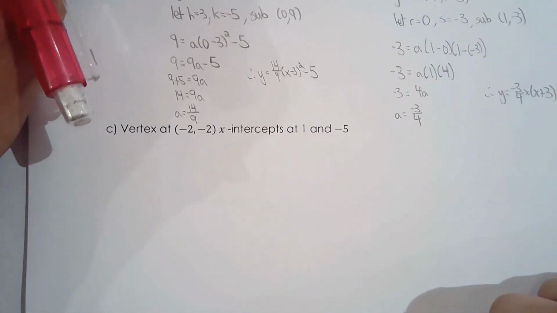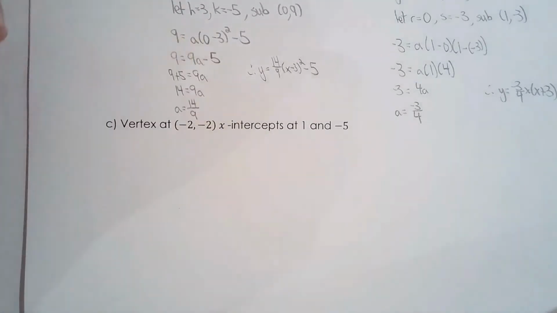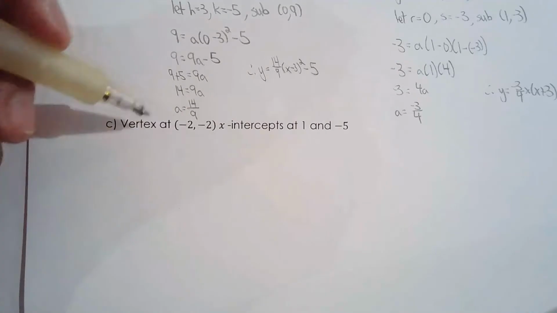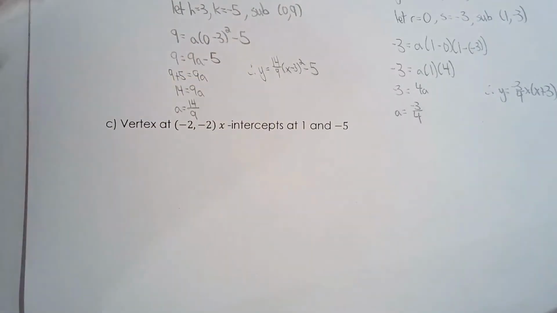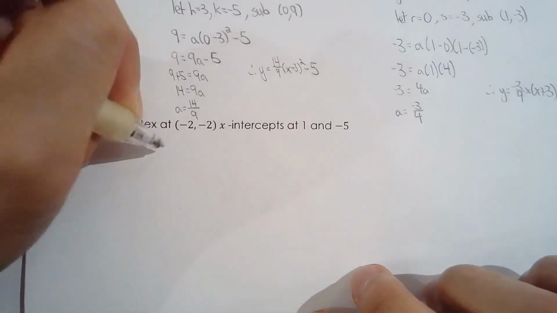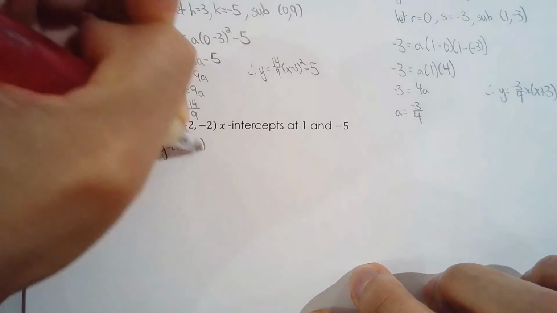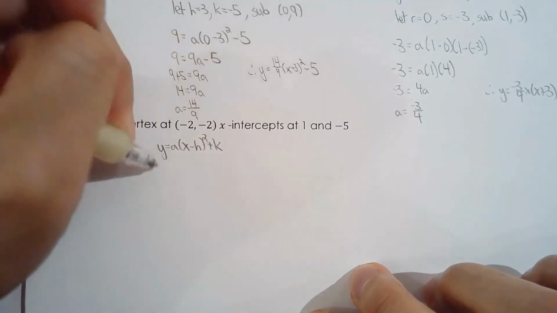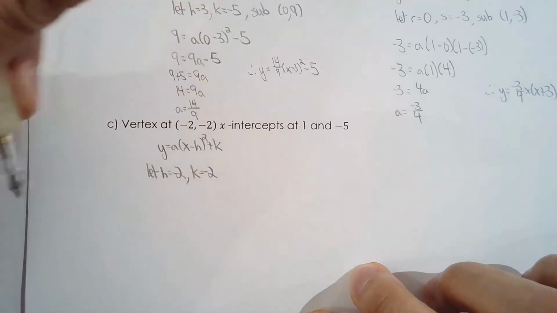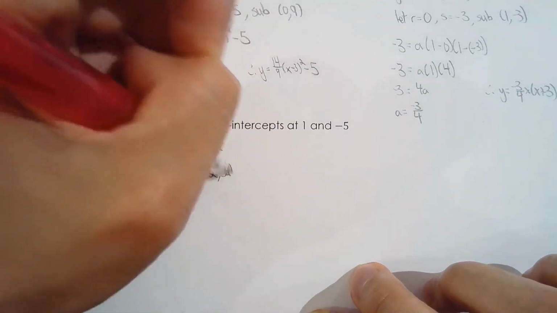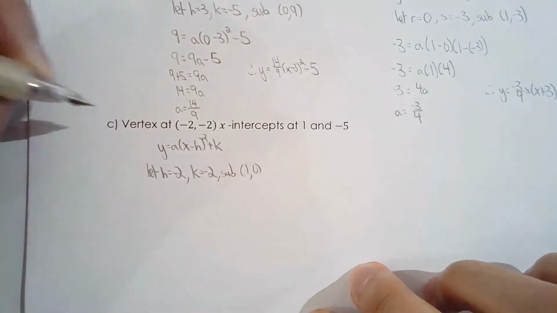Anyways, C. You have the vertex, x-intercepts. So this one's actually really interesting because you can build the equation into vertex form or in factored form. So I'm going to do it both ways, okay? So first I'm going to build it in vertex form. So let h equal -2, k equals -2. Sub in the point, doesn't matter, 1, 0 or -5, 0. I'm going to choose 1, 0.